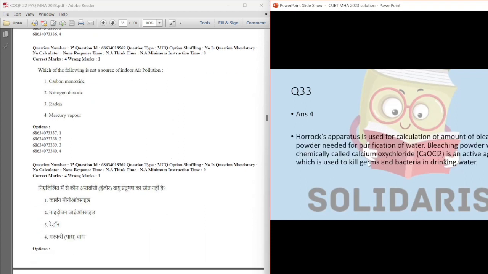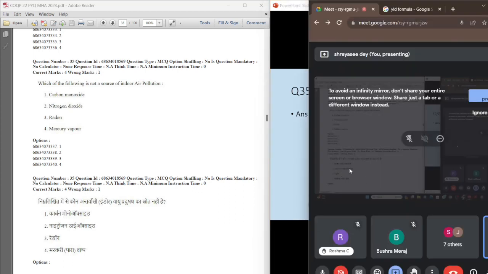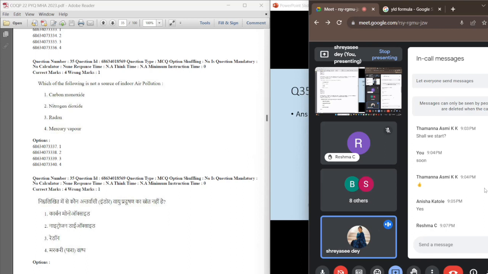Okay, next, this is question number 35. Which of the following is not the source of indoor air pollution? In this case we have to think not from houses that use LPG. We need to think about the lower class or slum homes or very poor rural houses. Do you have any idea how they cook? Rural houses, poor people, how do they survive?